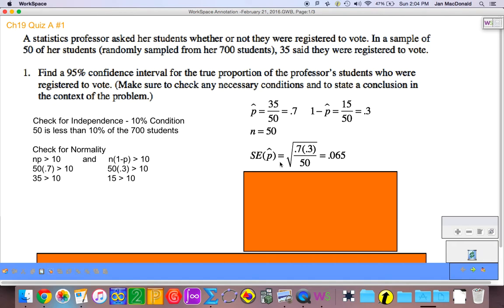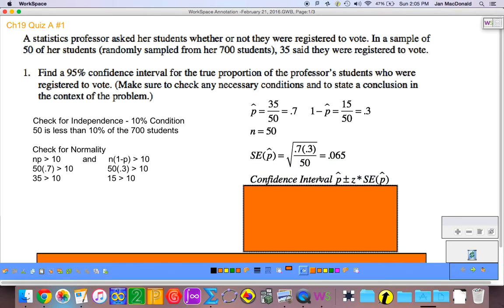So when you find the standard error, please keep this in your calculator. It's 0.7 times 0.3 divided by 50. Take the square root of that value. And rounded to the nearest thousandths, you get 0.065. But just store that number in your calculator. It'll help us get an exact value as we answer this question.